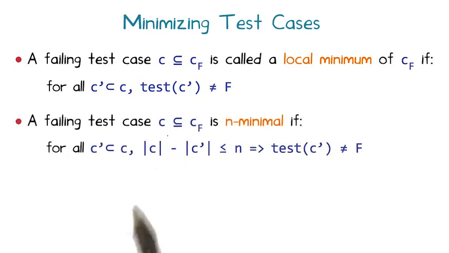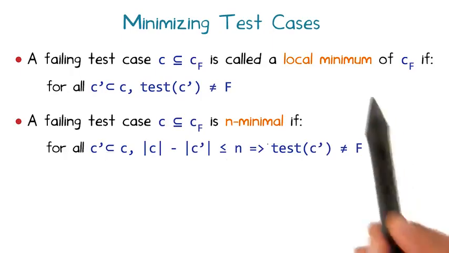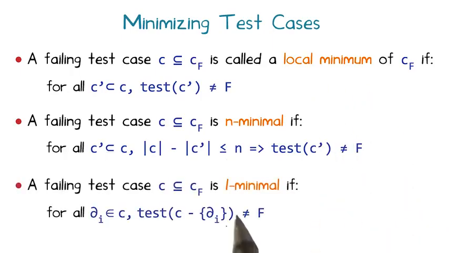Define a failing test case C to be n minimal if, for every proper subset C' of C, if the difference in size between C' and C is no more than n, then the test function applied to C' does not cause a failure. In other words, C is n minimal if removing between 1 and n changes from C causes the test function to no longer fail. Just as local minimality is a weakening of the notion of global minimality, n minimality is a weakening of the notion of local minimality. And one minimality is the weakest form of n minimality.